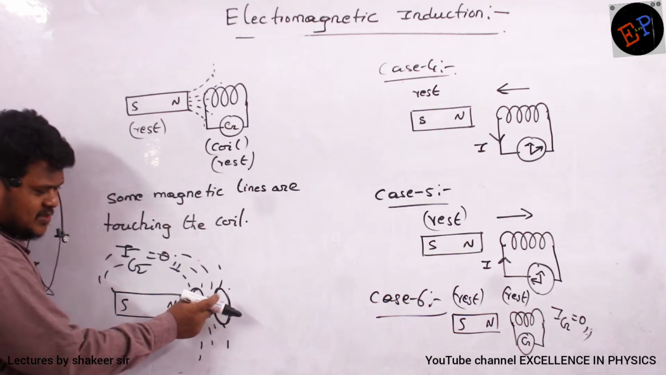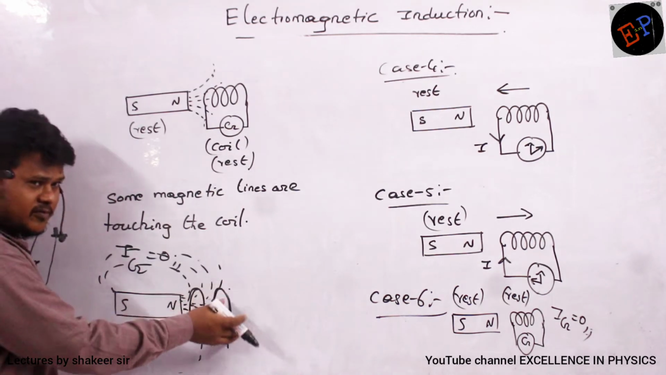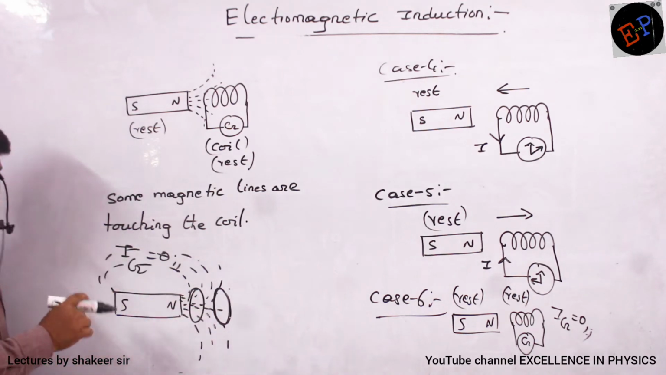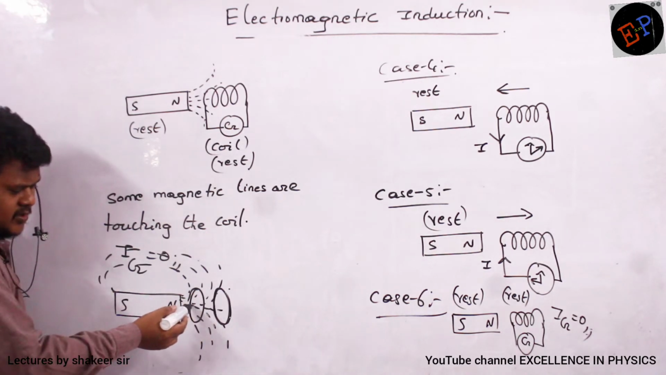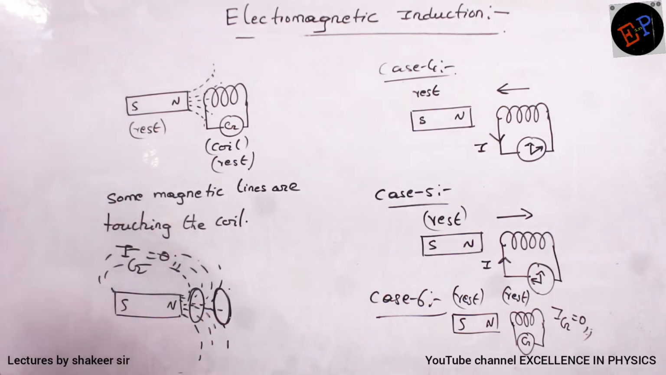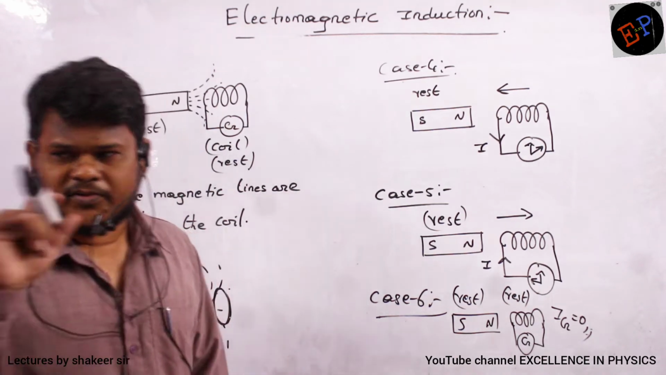See, this is the coil in rest position and it is very far away from the magnet. How many lines are touching? 1, 2, 3 lines only touching. Now when I keep the coil closer to this magnet, then I see many lines are touching. So in which condition is there a possibility that current is produced?